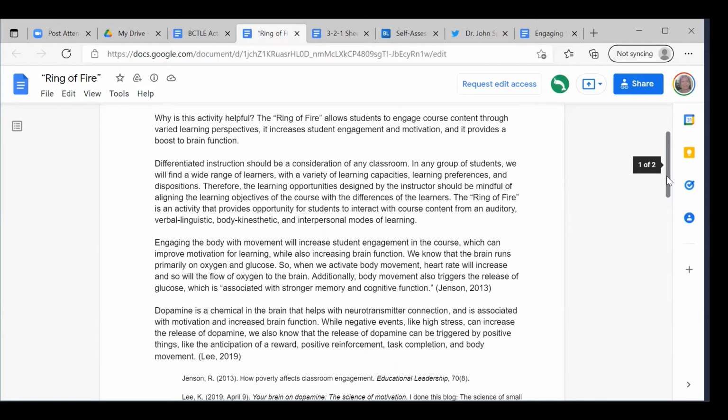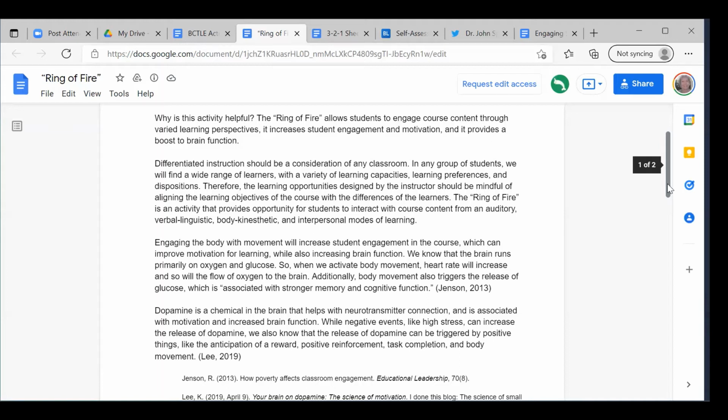The next paragraph there, this is just some science behind when you're moving. We know that the 2 main foods for the brain are oxygen and glucose. When we move, we're increasing heart rate, which is increasing oxygen flow to the brain. So that's number 1, that's a good thing, increasing one type of food for the brain. The other one is glucose. When we move, that actually triggers the release of glucose, which is the other brain food.